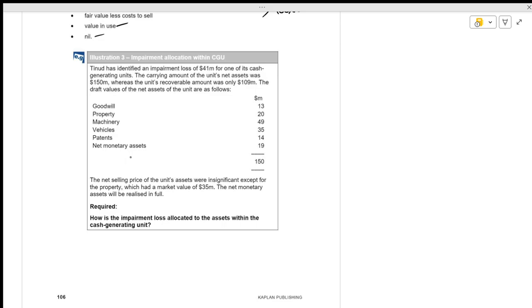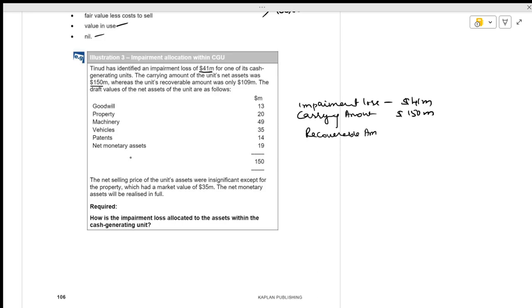Here, Tyner has identified an impairment loss of how much? 41 million. The carrying amount of the net assets is how much? 150 million. Impairment loss is 41 million, carrying amount is 150 million. These are very interesting. Whereas the unit's recoverable amount is how much?